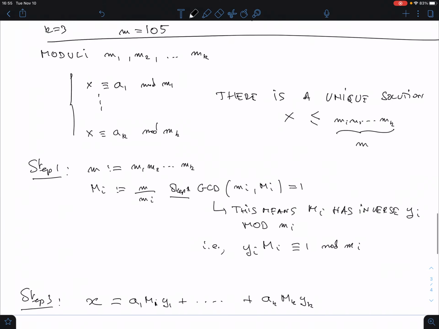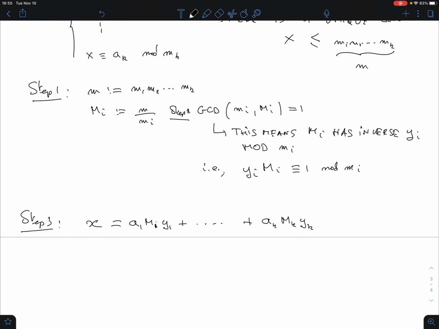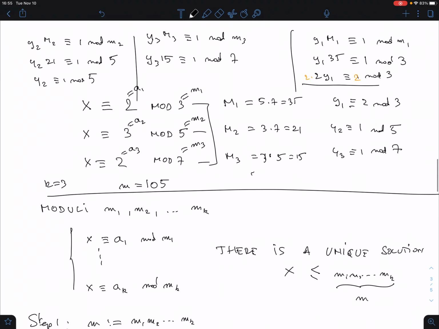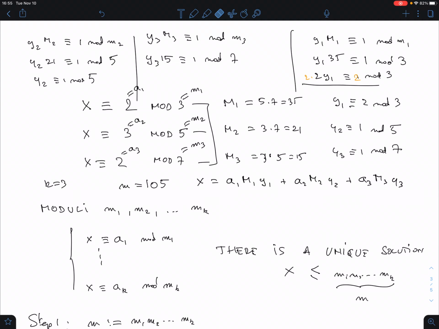Okay, so now finally we have everything. All the things we need, we have to put together in this fashion. So let's see what this means here. So x, let me give a little space here. X is, I'll write it up, a1 capital M1 little y1 plus a2 capital M2 y2 plus a3 capital M3 y3. Okay, so what is that? I can get rid of this line here.